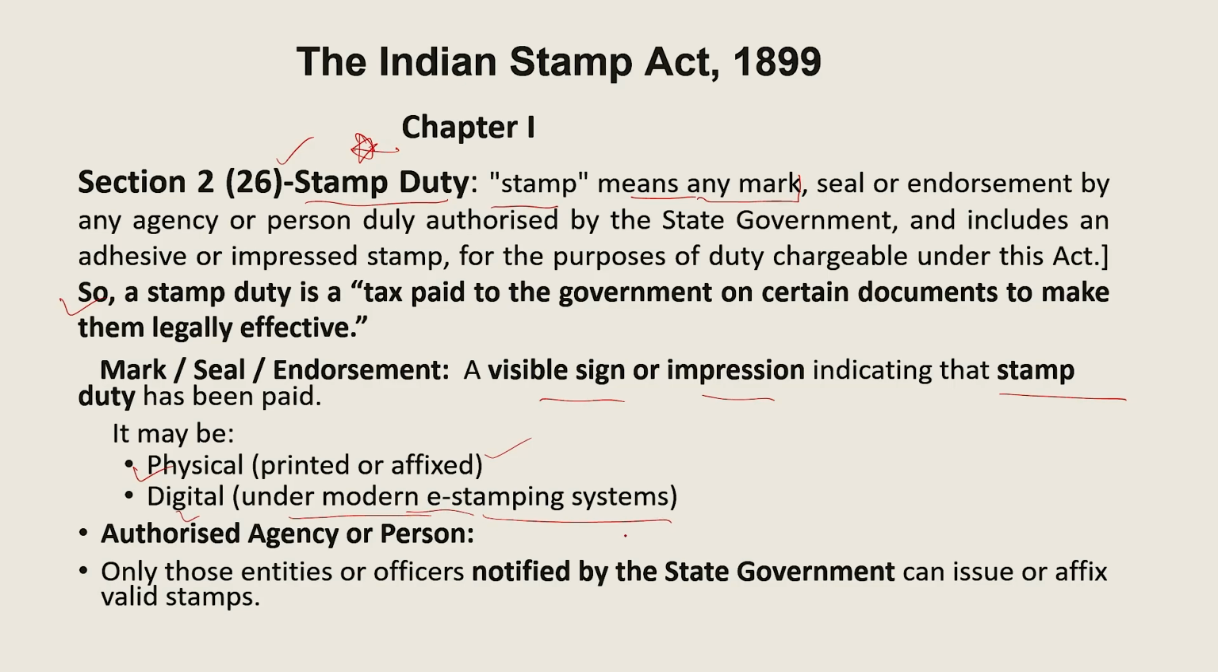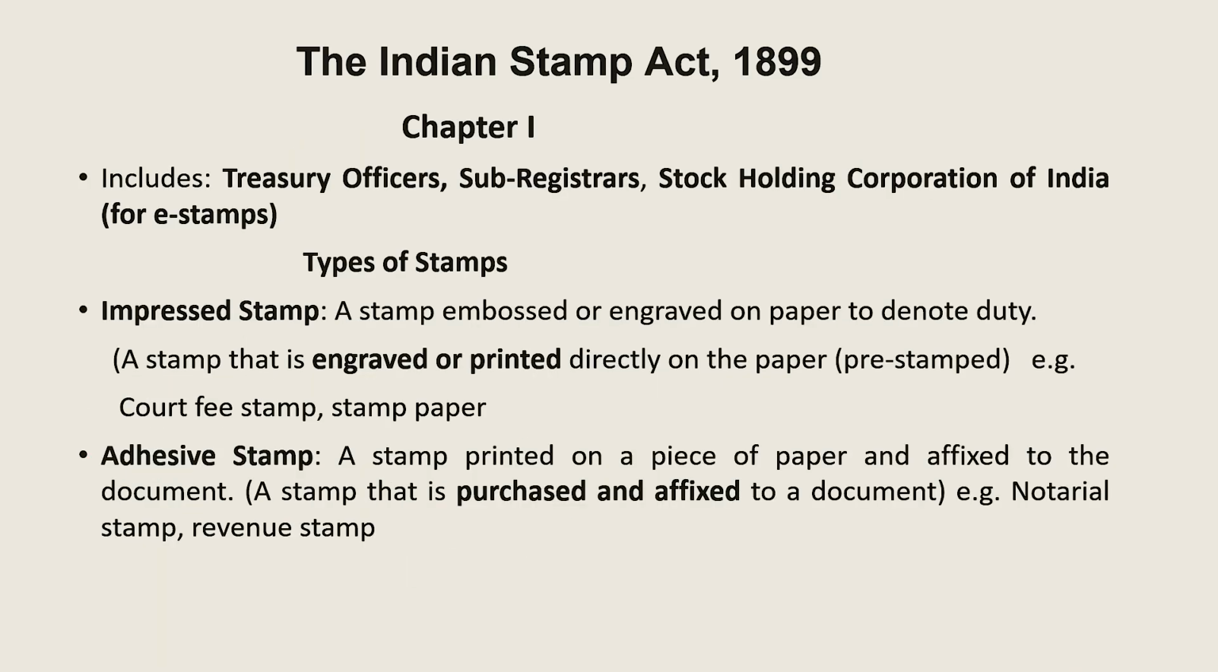So who is the person? As the language of the definition says, any agency or person. So only those entities or officials who are notified in the official gazette by the state government are considered as the agency, and only they are authorized to affix the seal. And who are these officers? Maybe the Treasury Officer, Sub-Registrar, the Stock Holding Corporation of India for e-stamp.